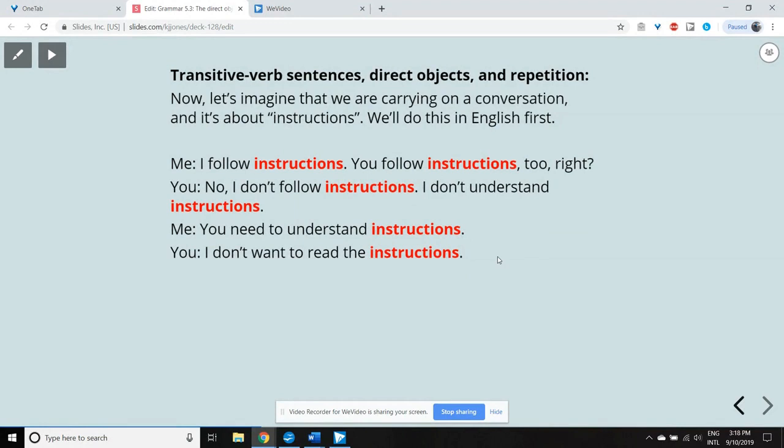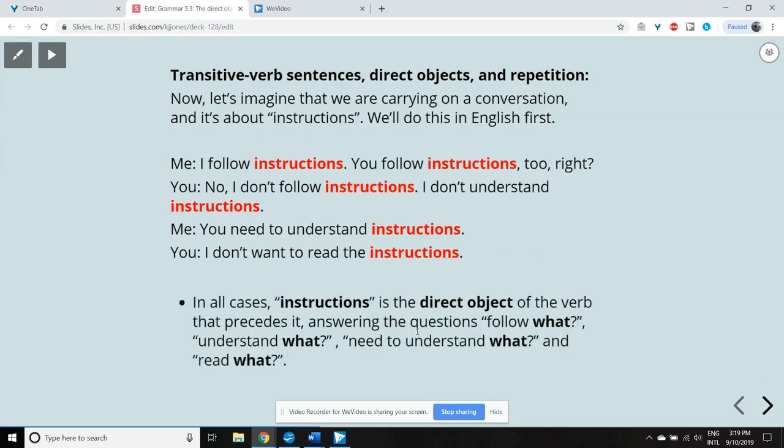So let's talk about transitive verb sentences, direct objects, and repetition. Let's imagine that we're carrying on a conversation and it's about instructions, because instructions is also a cognate in Spanish. And we're going to do this in English first. And note that all our direct object nouns here are bolded in red. All right, so let's imagine that I say, I follow instructions. You follow instructions too, right? And you say, no, I don't follow instructions. I don't understand instructions. And I say, you need to understand instructions. And you say, I don't want to read the instructions.